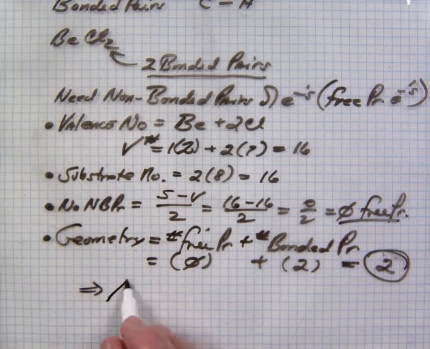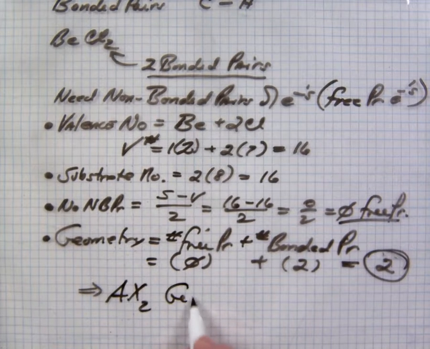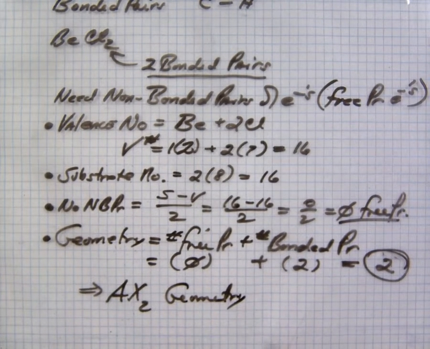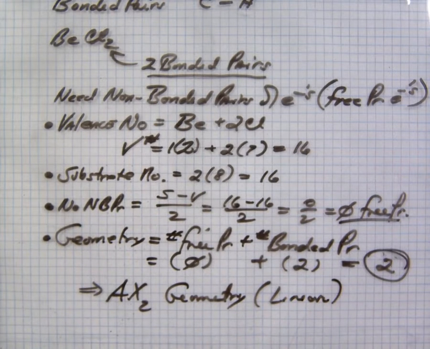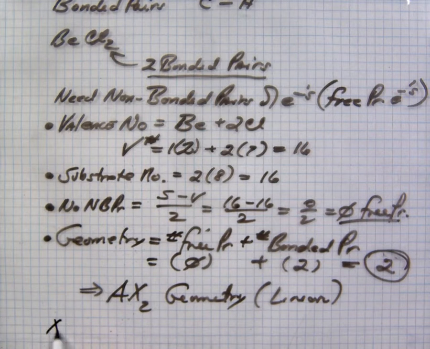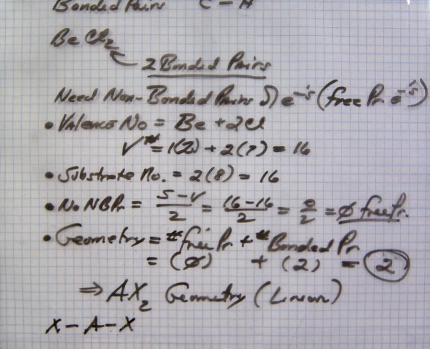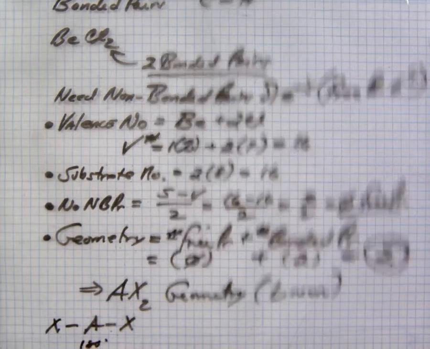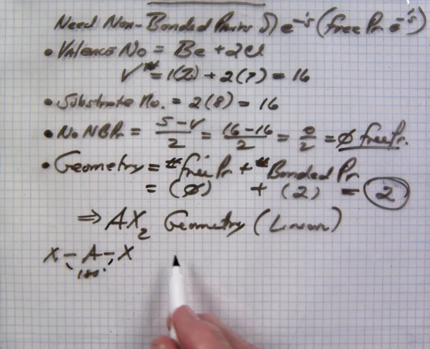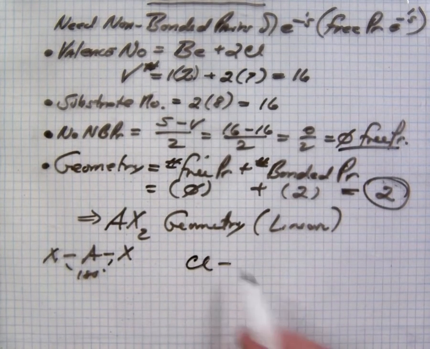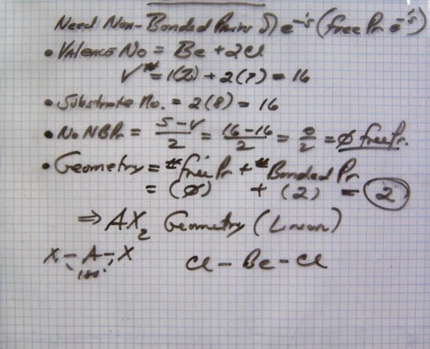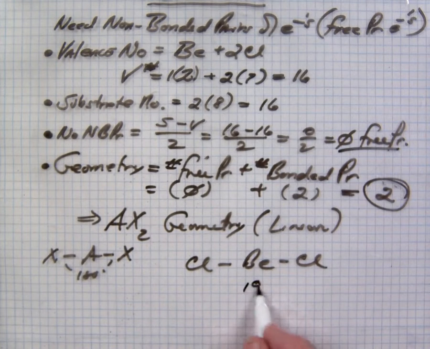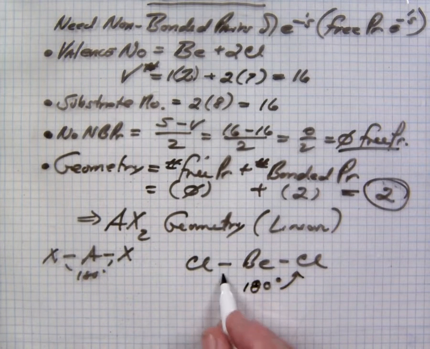And this comes out 2, you have an AX2 geometry. And an AX2 is linear. So we don't have any free pairs to influence the placement of the bonds, and so they would assume a 180 degree bond angle here, and so it would be chloride bonded to beryllium bonded to another chloride, like that, and it too would have a 180 degree bond angle.